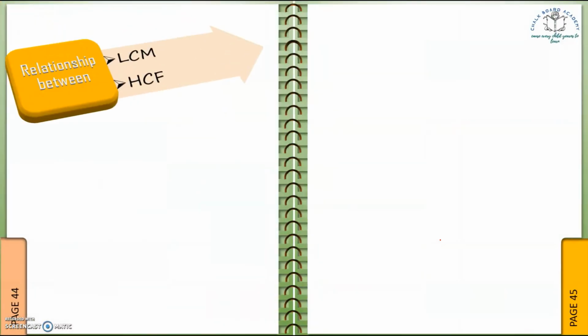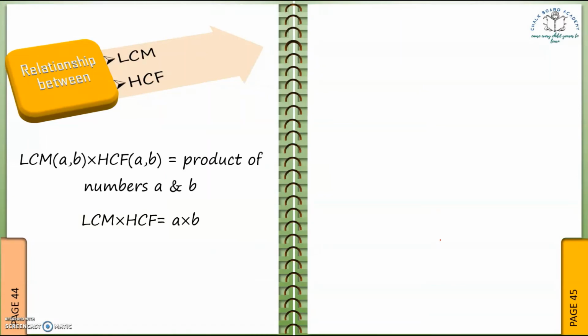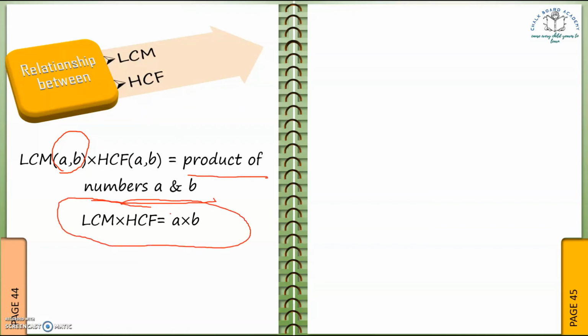Now moving forward, let's see the relationship between LCM and HCF. By equation we have a relation. Here we are taking A and B as two numbers. The product of the LCM and HCF of two numbers is equal to the product of these two numbers. So we can simply say by equation: LCM into HCF is equal to A into B.